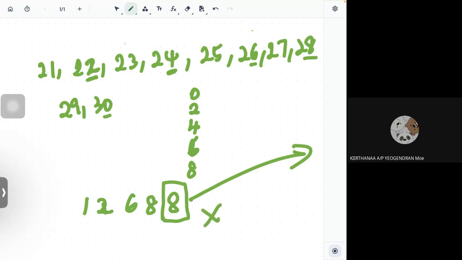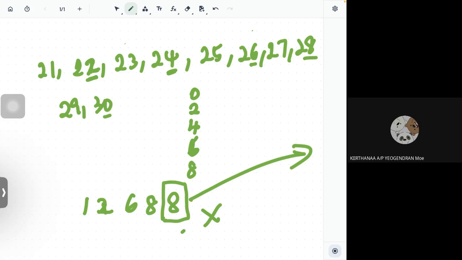The first step is you can find whether the number is a prime number or not. It depends on the last digit. So if the number ends in 2, 4, 6, 8 or 0, then it is not a prime number.